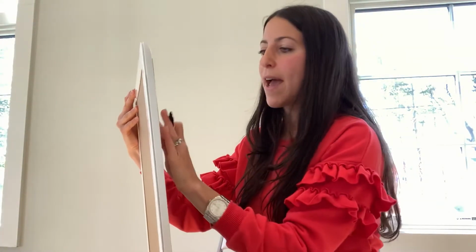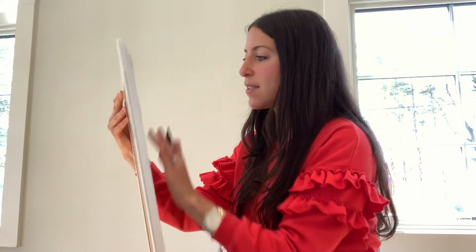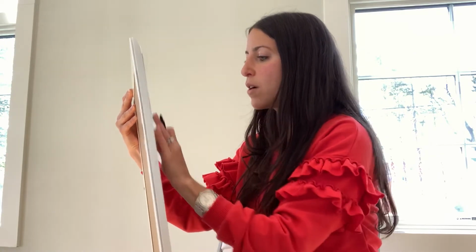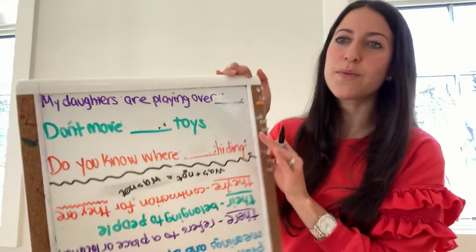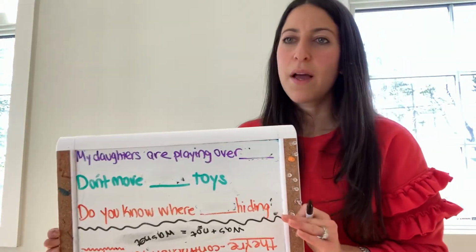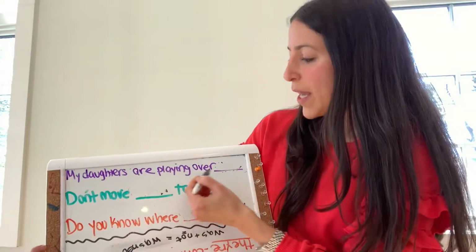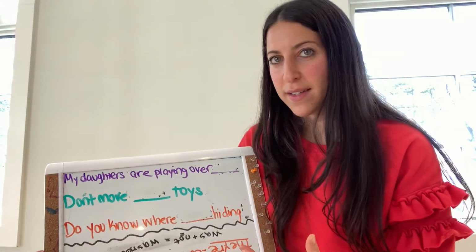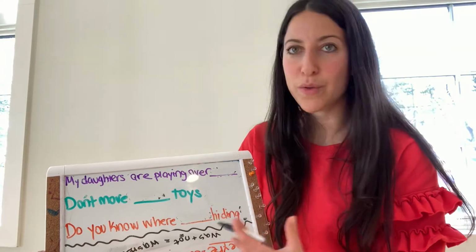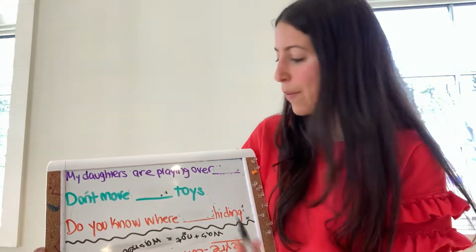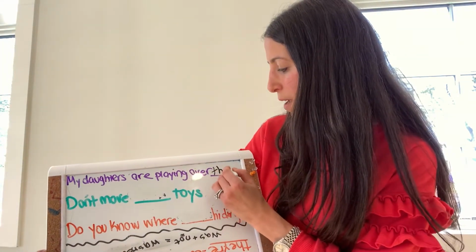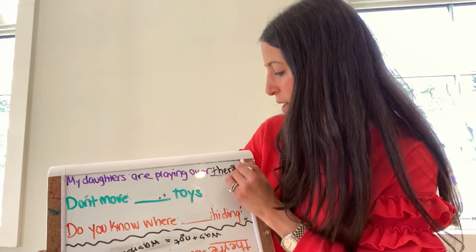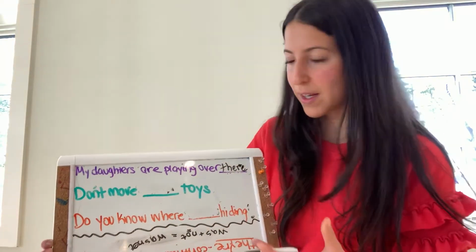Okay, let's look at some of these sentences and see if we could figure out which homophone to use. The first one we have is, my daughters are playing over there. Which there are we going to be using here? Okay, so think about it. I'm referring to a place or a location. So that would mean I'm spelling it over there. Remember my arrow, just to give me a little help.